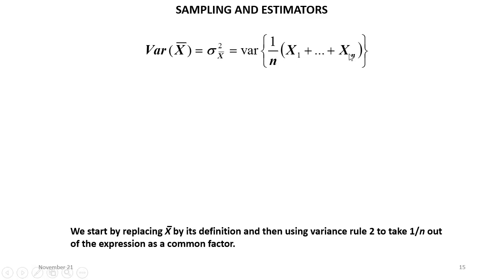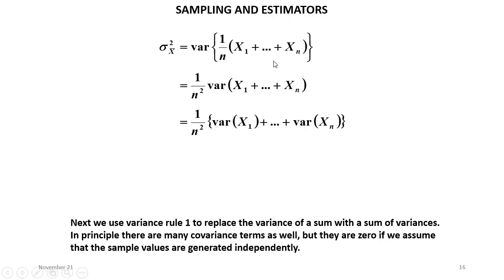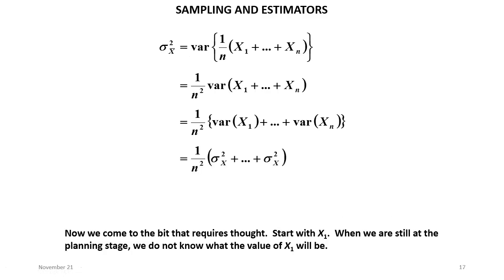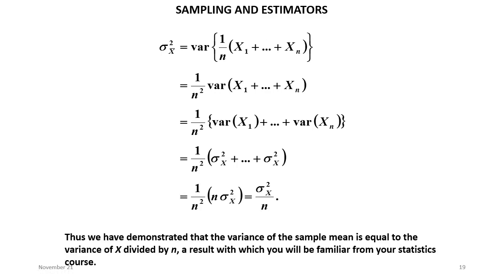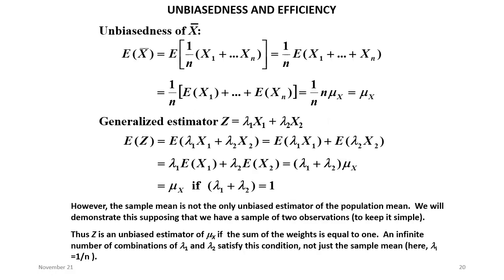We apply the variance. So 1 over n is a constant, which becomes 1 over n square, and we apply the variance on all the variables. That gives us the variance of X1, which is sigma square of X, up to sigma square of Xn, and the sigmas can all be identical. So sigma square X up to sigma square Xn gives n sigma square X. So n is cancelled with n square, and we are left with sigma square X over n. So the population variance divided by n is equal to the sample mean variance.